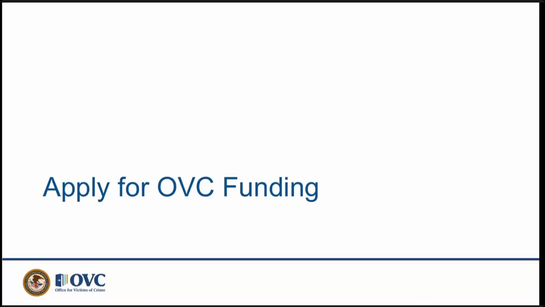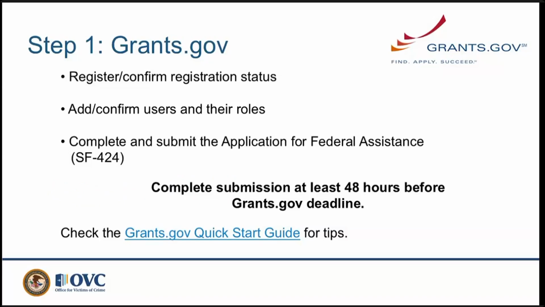So, as Darian said, this is a two-step process. Step 1 is Grants.gov, which is the central place to locate federal funding opportunities. Once your registration is complete and roles are assigned in Grants.gov, you will need to complete the SF424, otherwise known as the Application for Federal Assistance form, in the system.